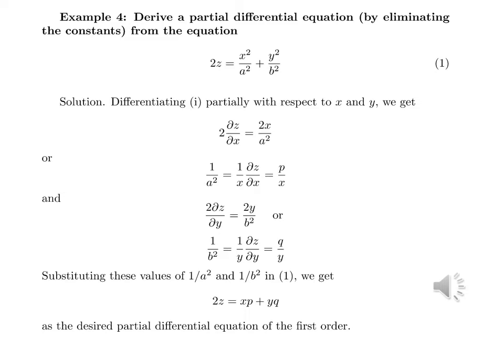Now let us see another question. Derive a partial differential equation by eliminating constants from the equation 2z equal to x square by a square plus y square by b square.